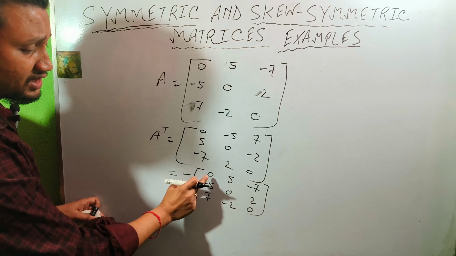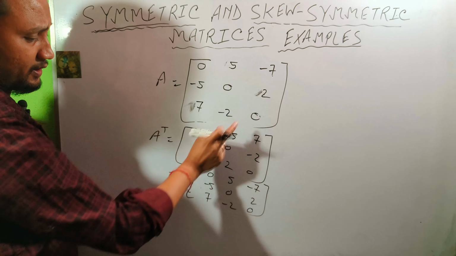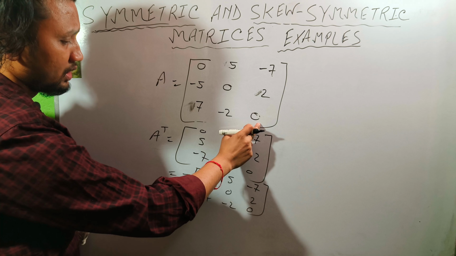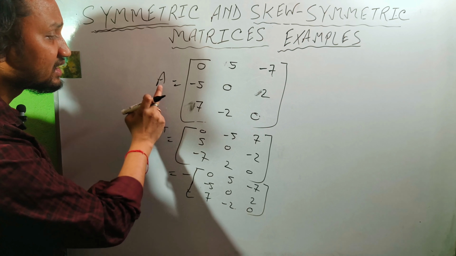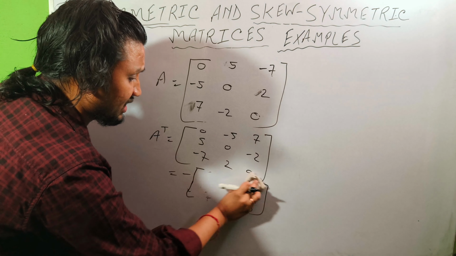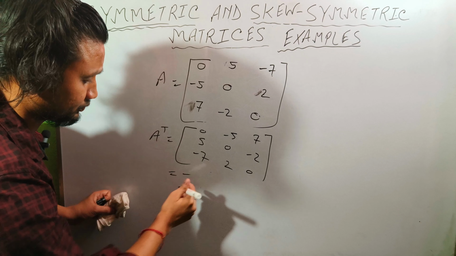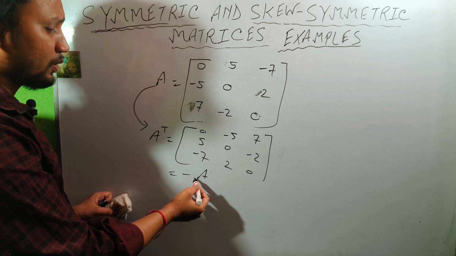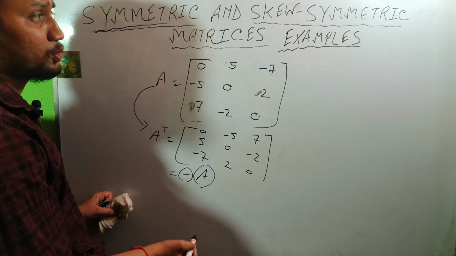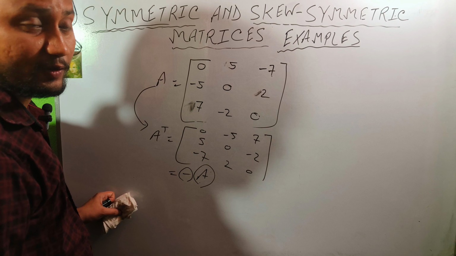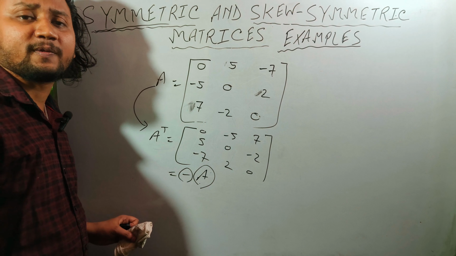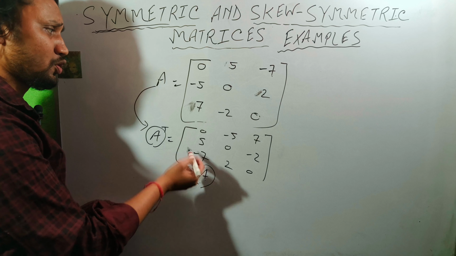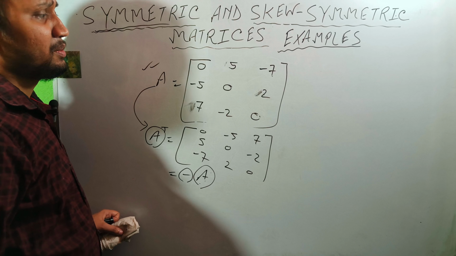Here you can see that 0, 5, -7, -5, 0, 2, 7, -2, 0. That is, this matrix is exactly the A matrix. Therefore, we can replace it by A matrix here. So here we have got that the transpose of A matrix is equal to the negative of itself. As we have learned the definition of a skew symmetric matrix, a square matrix is said to be skew symmetric if the transpose of that matrix is equal to the negative of itself. So it is an example of a skew symmetric matrix.